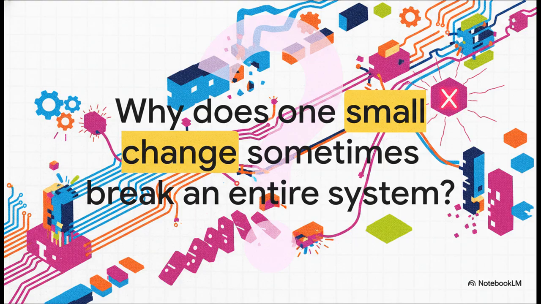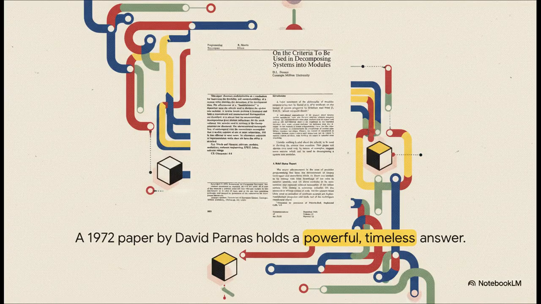But why does that even happen? Well, it turns out the answer has been sitting there for a long, long time. We're talking about a foundational paper from way back in 1972 by a computer scientist named David Parnas. It's a total classic, and for a good reason. It was written to solve this exact frustrating problem.